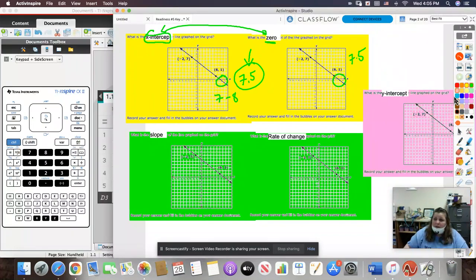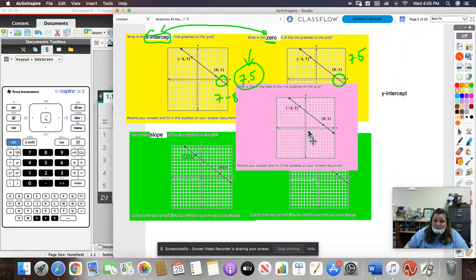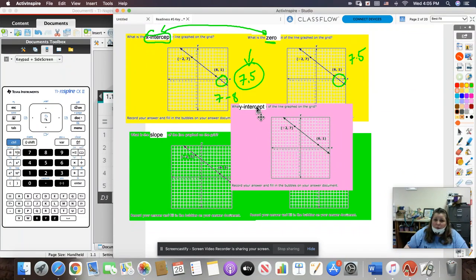Okay, they could ask the exact same question and ask for the y-intercept. Ask for the y-intercept. And in that case, you're going to the y-axis. Okay, and again, I know it's small, you can't see all the way, but it's crossing between 5 and 6. So that's about 5.5. It's about 5.5.